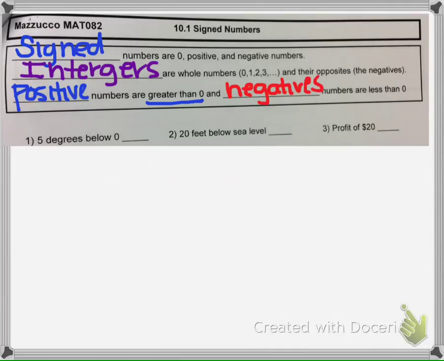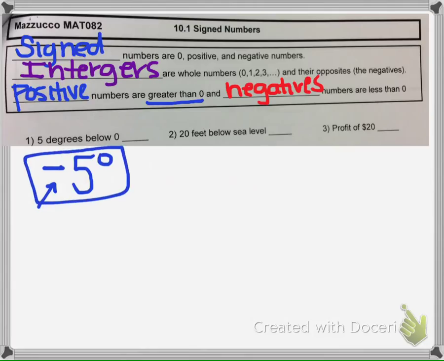So if we take a look at example 1 here, it says 5 degrees below 0. So if the temperature was below 0, we would know because we would write it with one of these symbols here. And that symbol here just represents that it's less than 0 degrees. It's 5 degrees less than 0.